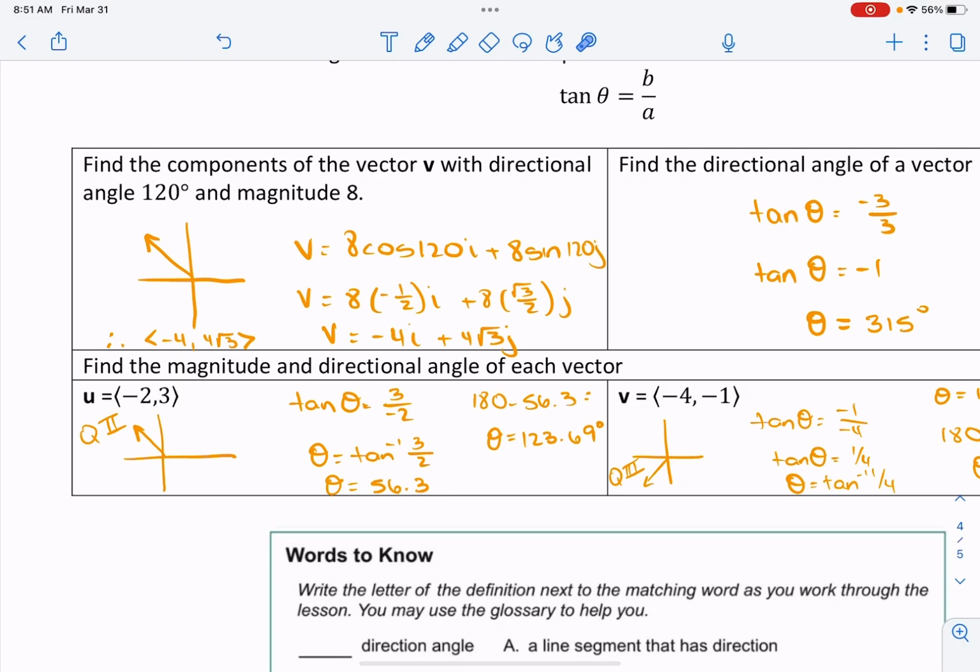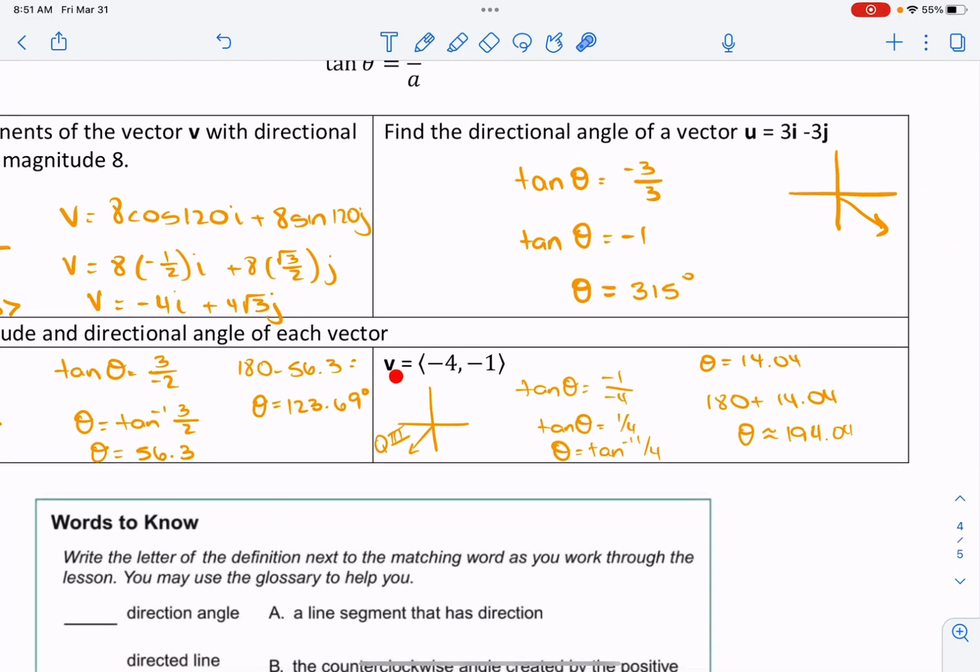And then the vector negative 4, negative 1 is in quadrant 3. This is not one of our special ones, so we're going to put it in our calculator and we get 14.04. But because we need it in quadrant 3, we're going to add 180. So this is our directional angle.